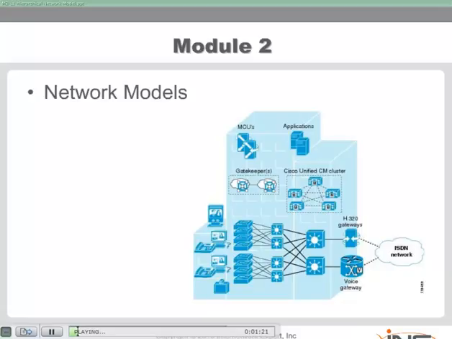And I'm very proud to say it took me about a decade to learn how to say hierarchical. So it's really good that this network model has been around for a long time because, again, I can now pronounce it.